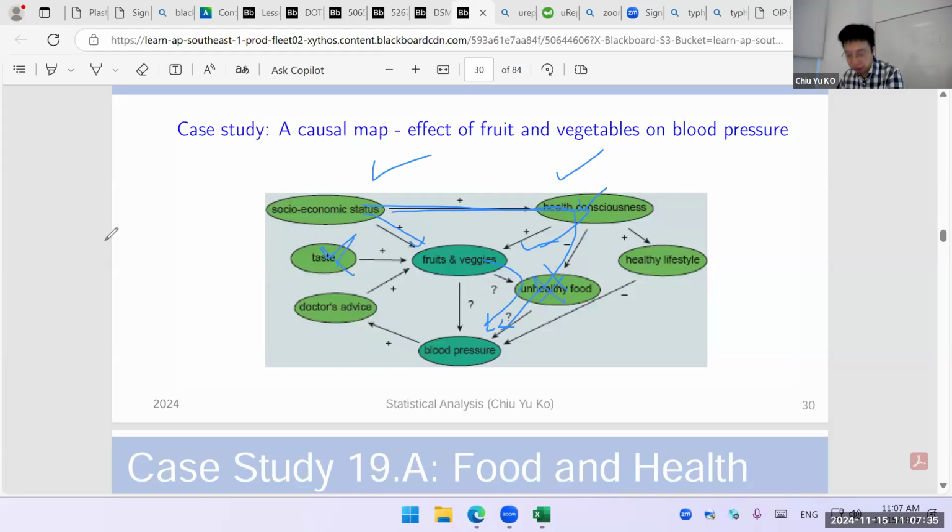Maybe I should use another color, right? So it looks like the graph is too crazy. Let me draw it again. I use red to say no, right? That, right? And then we use, I don't know what color is good. Blue, right? And this is only affecting this one, right?